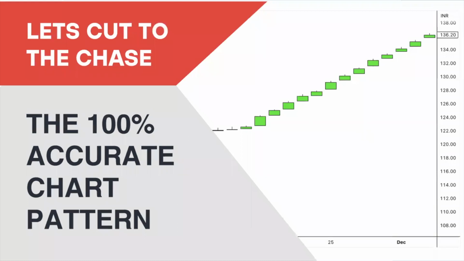The reason this pattern has given me so much accuracy is that it doesn't tell you what to buy. This pattern tells you what not to buy.